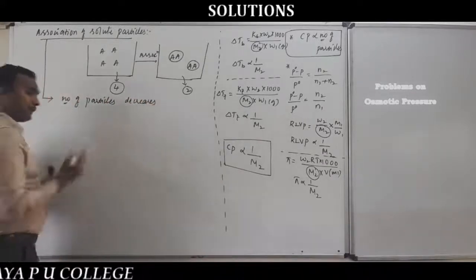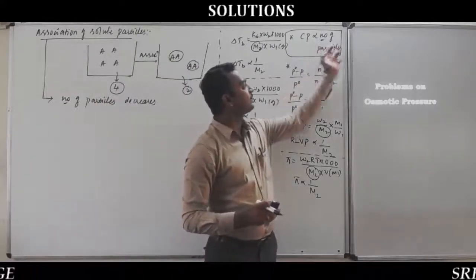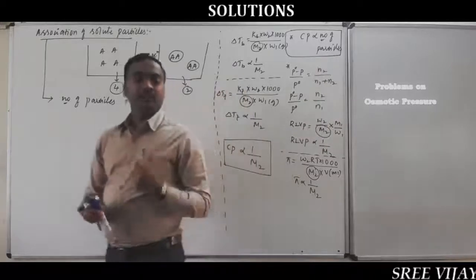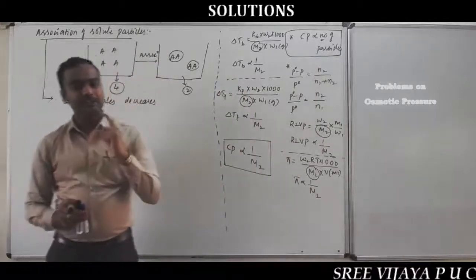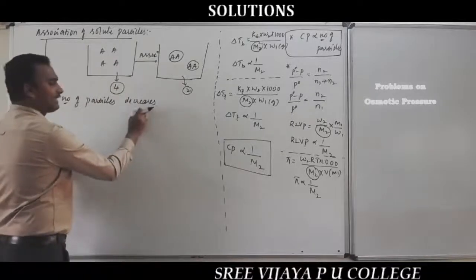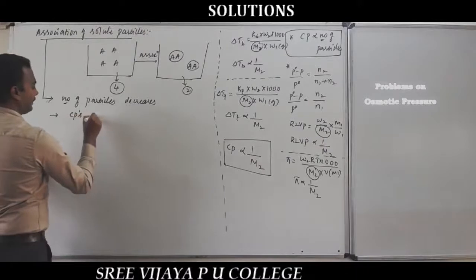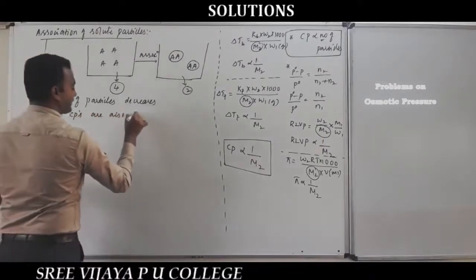And what happens to colligative property? Please remember, a very simple concept. Colligative property is directly proportional to the number of particles. Already we said colligative properties mainly depend on the number of solute particles. So due to association, the number of solute particles decreases, and then colligative properties also decrease.